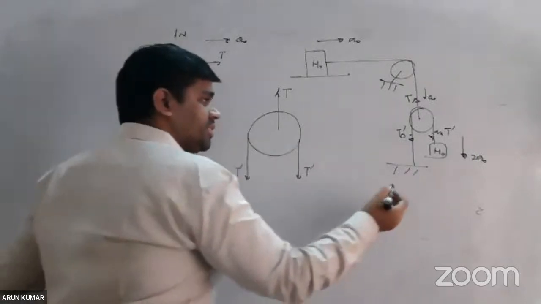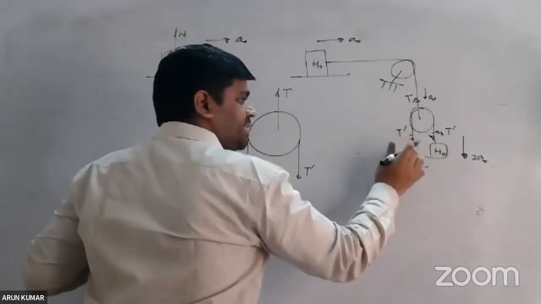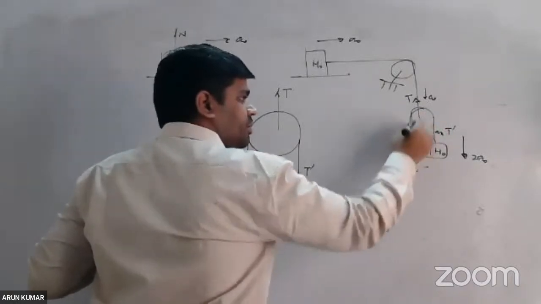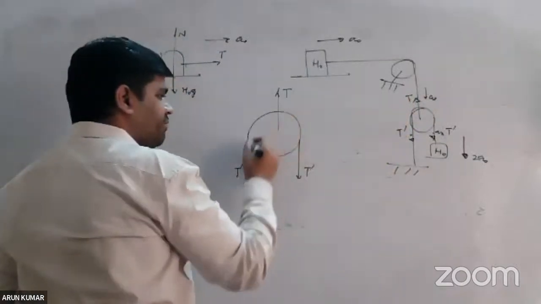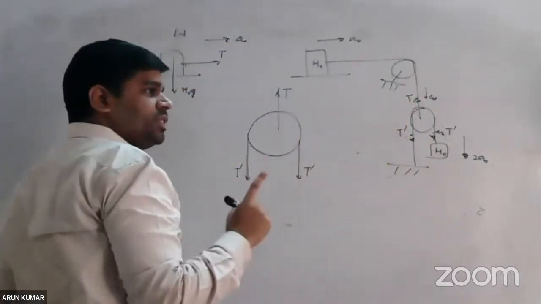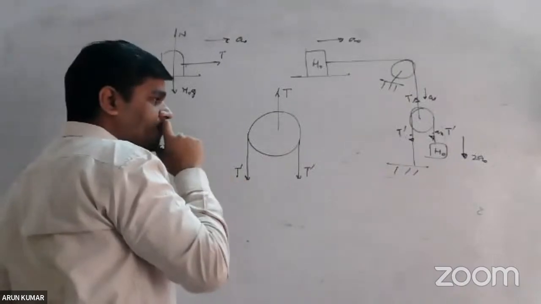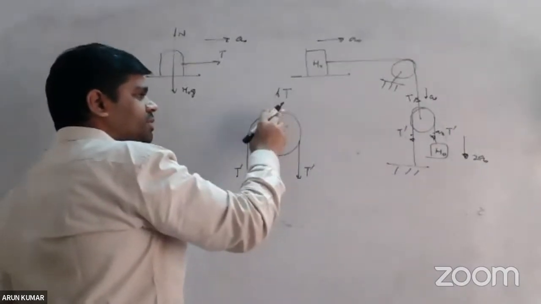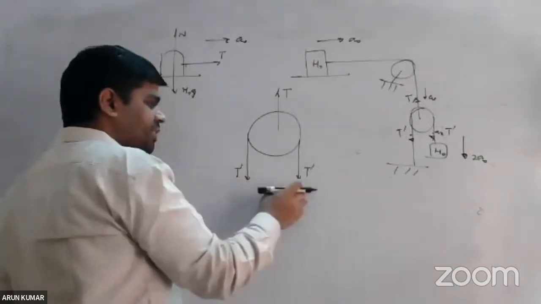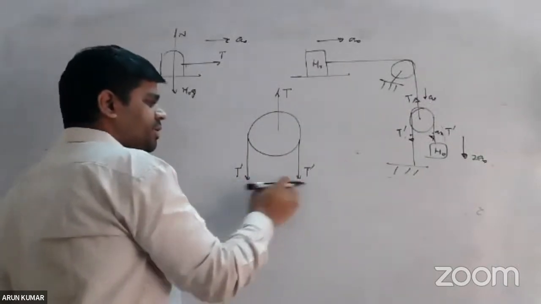Now see, same string కదా? అందుకే tension will be same throughout the string. Same string, tension will be same throughout the string. So ఈ string ఒకటే. Frictionless pulley, students. There is no friction in this one. So pulley is smooth. So tension is same throughout on both sides of the pulley.